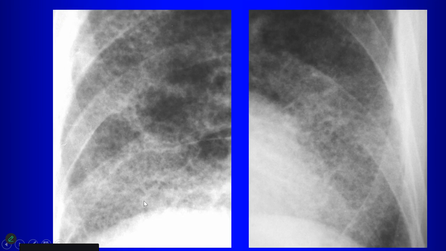When you look very carefully, you can see the tiny little holes in there on the chest radiograph. Those are those areas of honeycombing that we can actually see sometimes on the chest radiograph in these patients.